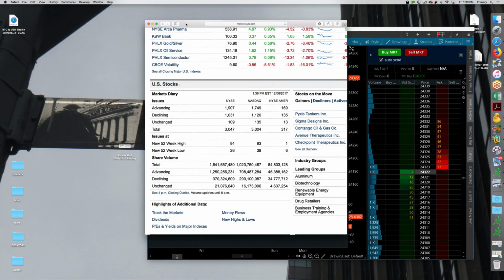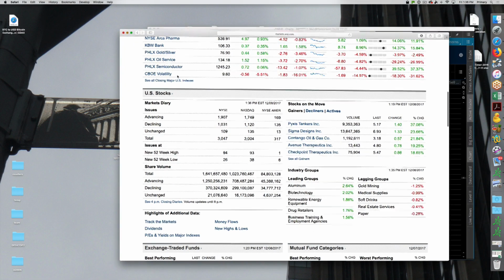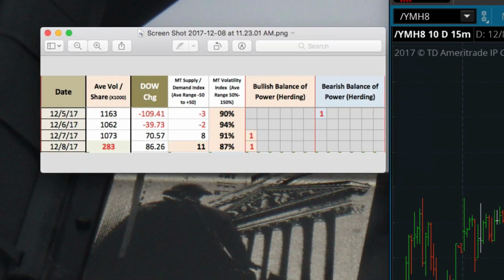So there's no edge for you at that point. But when I took this, it was 86 points, and the MT Supply Index was at plus 11, so it should have gone up 110 points. And that's exactly what happened.